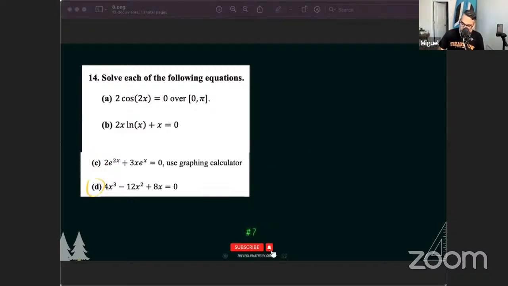Interesting. 4x cubed minus 12x squared plus 8x is equal to 0. Okay. So let's go ahead and factor out an x from everything. That gives me 4x squared. Actually, we can even do something further. We can factor out a 4x. So let's go ahead and do that. 4x.